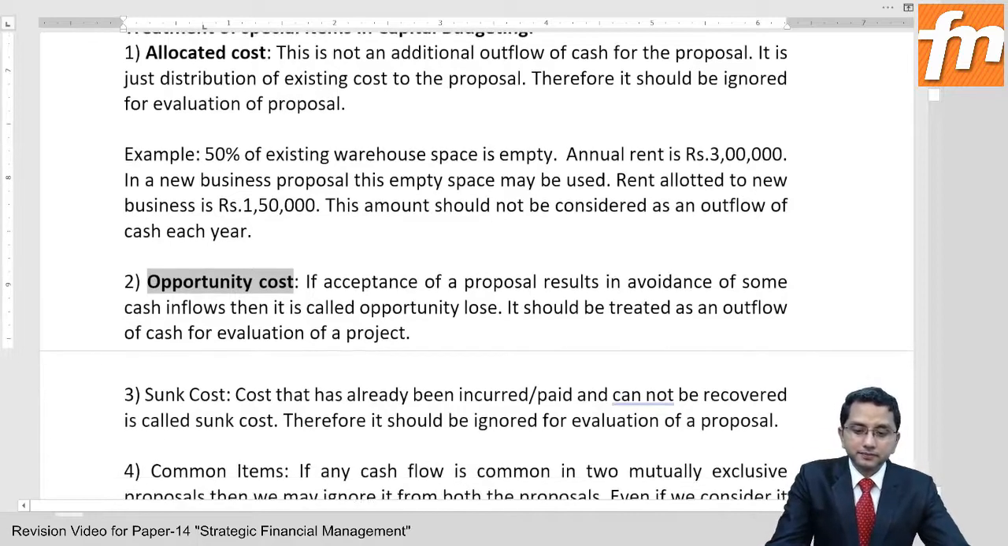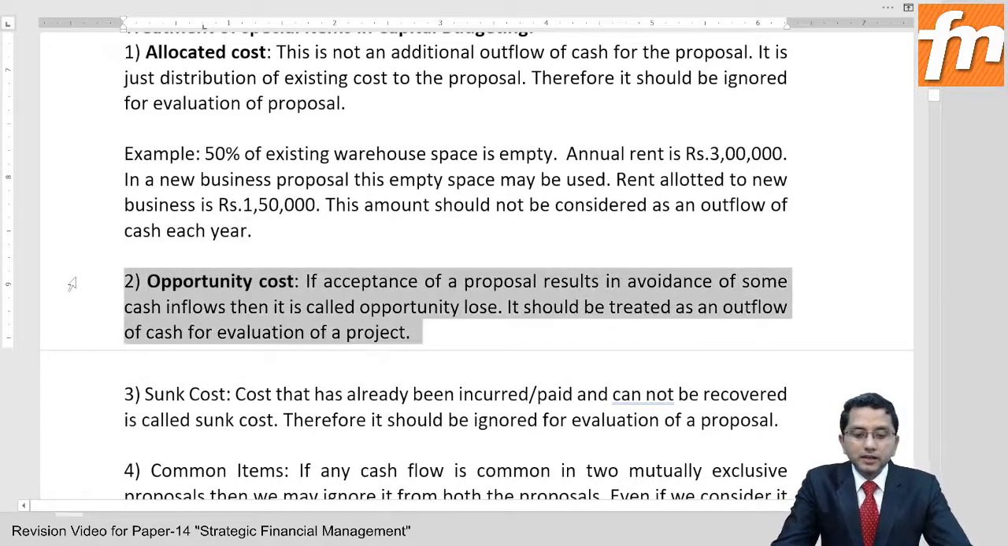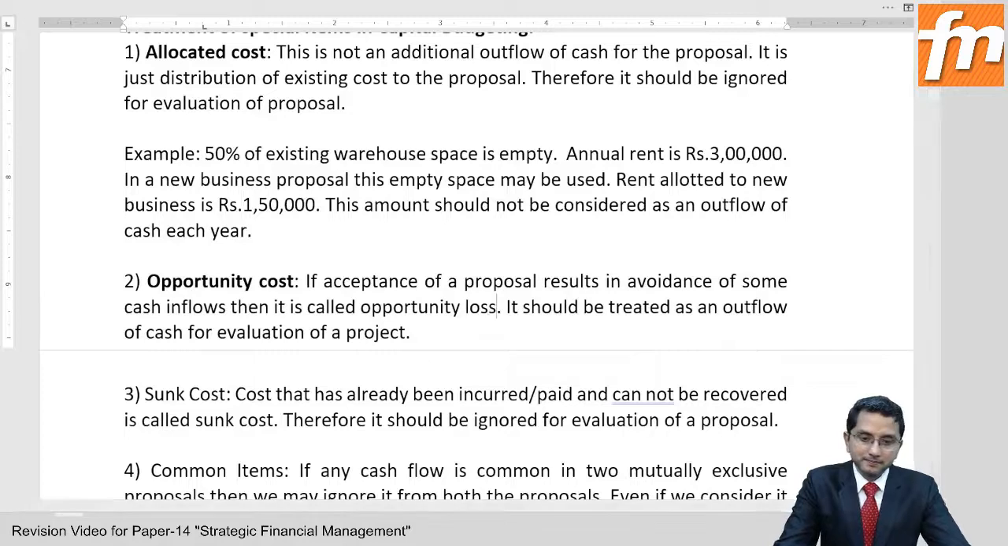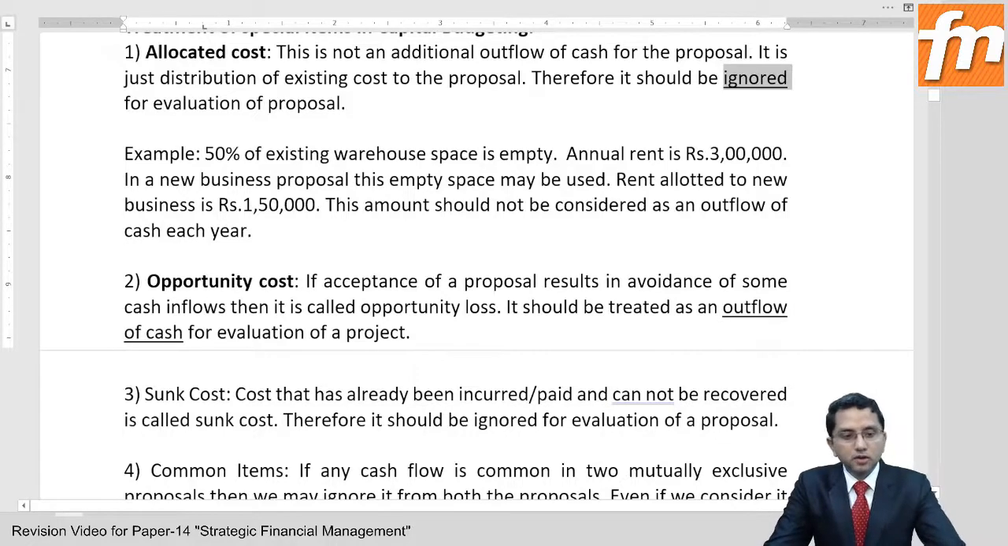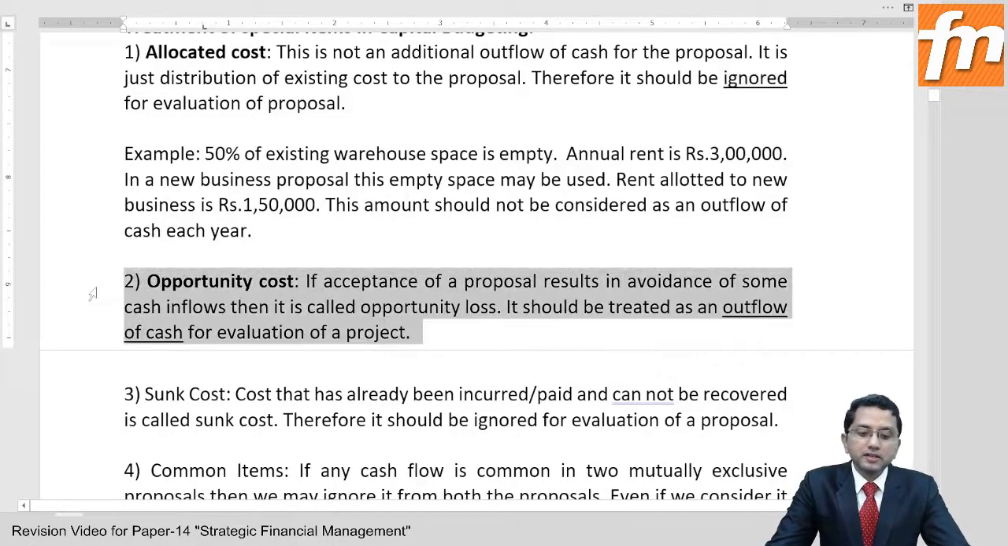Opportunity cost. See, if acceptance of a proposal results in avoidance of some cash inflow, then it is called opportunity loss. It should be treated as an outflow of cash for evaluation of the project. Allocated cost should be ignored. Opportunity cost is an outflow of cash.